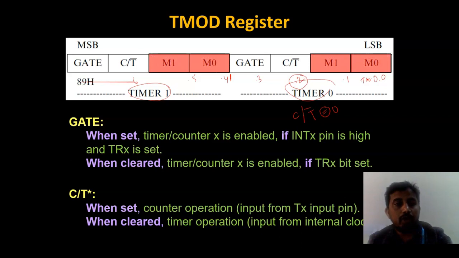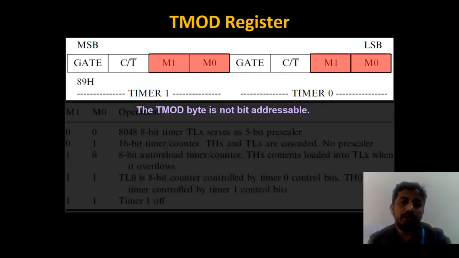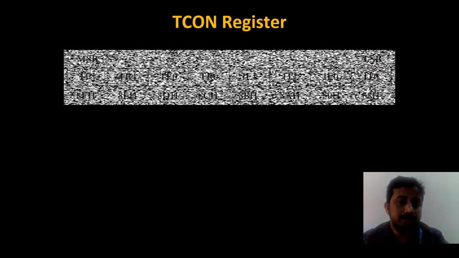Next one is the mode of operation. Whether you are going for mode 0, mode 1 or mode 2 is given by this. Remember here, the 8051 microcontroller timer 0 can operate in 4 modes. Timer 1 can operate in 3 modes. We will have a look at the timers after we discuss this TCON register.